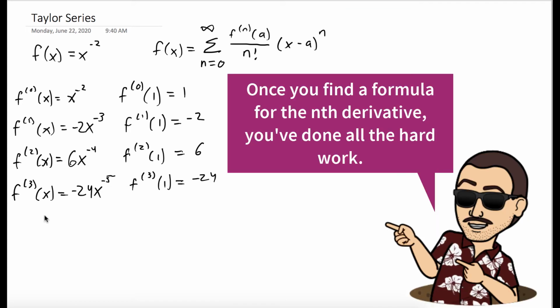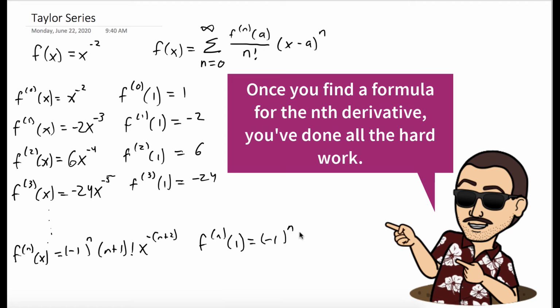Now notice that the coefficient of x, each turn you multiply by the next number. So it goes from 1 to negative 2, 6, negative 24. The next one would be 120. To capture the negative, we have a negative 1 to the n. And those coefficients are n plus 1 factorial. So our nth derivative evaluated at 1 is negative 1 to the n times n plus 1 factorial.